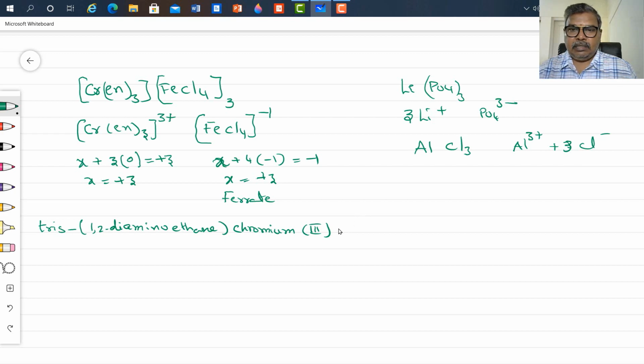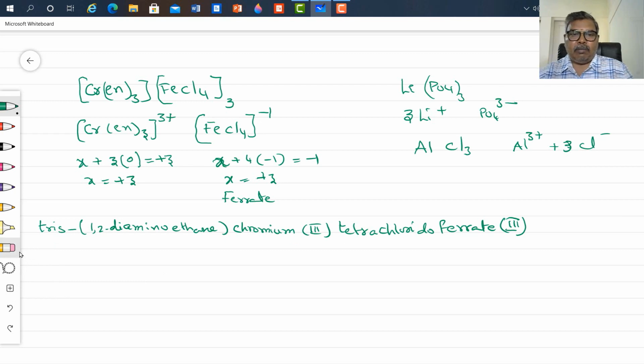Next, the anion, again ligands first: tetrachlorido ferrate, oxidation state of iron is +3. Therefore the name of the complex is tris 1,2-diaminoethane chromium(III) tetrachlorido ferrate(III).